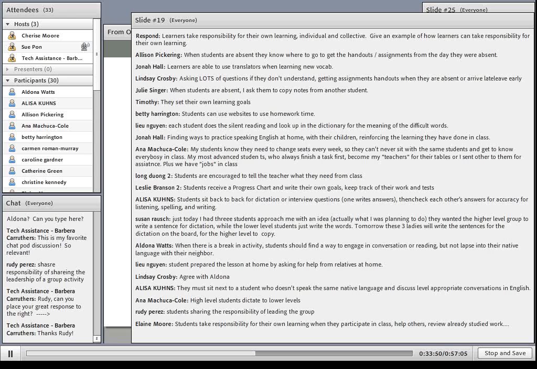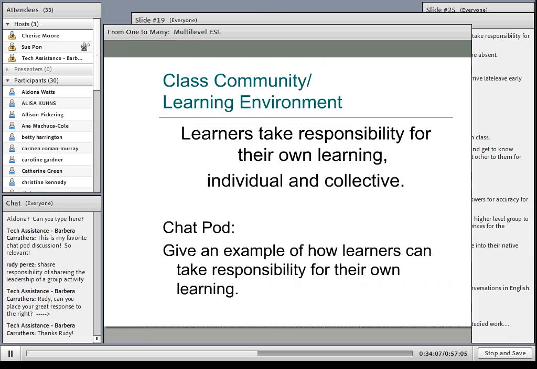Oh, here's one from Alyssa. Students sit next to a student who doesn't speak their same native language. Well, thank you. I'm going to move on.